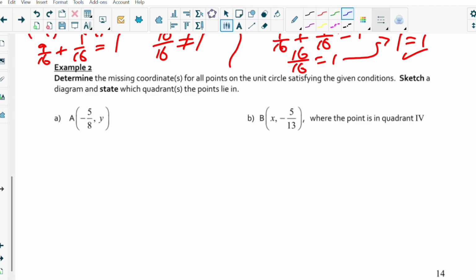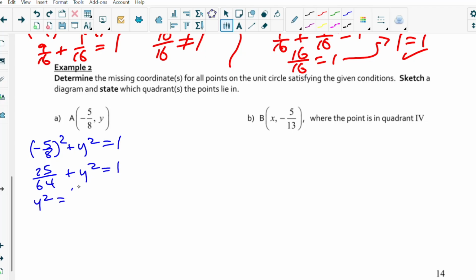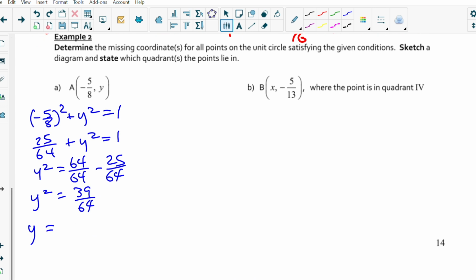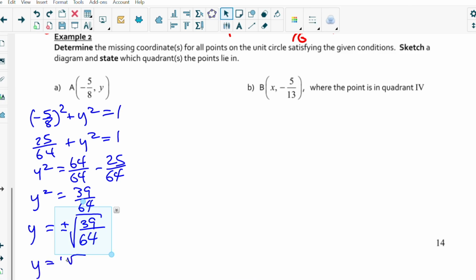A, so I have negative 5/8 squared plus y squared equals 1. That's 25/64 plus y squared equals 1. That's y squared equals 64/64 minus 25/64. Y squared equals 39/64. Exact values, folks, okay? So this is y equals plus or minus the square root of 39 over 64. And that's y equals plus or minus the square root of 39 over 8.